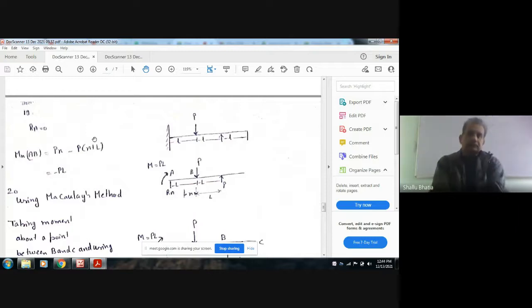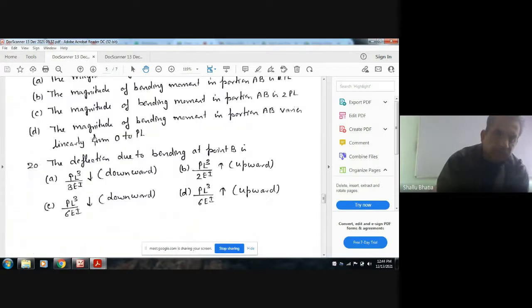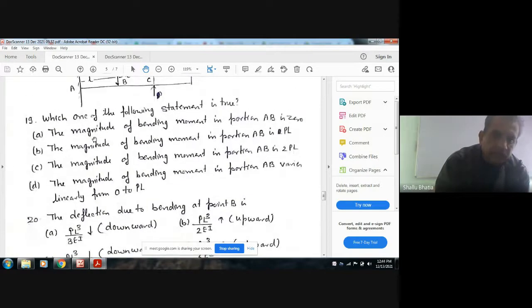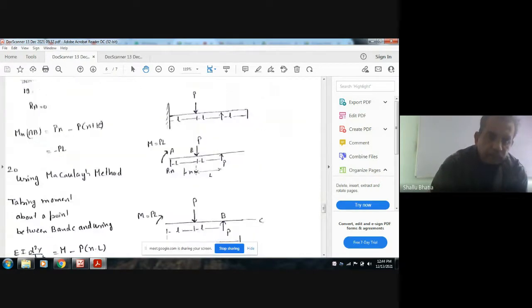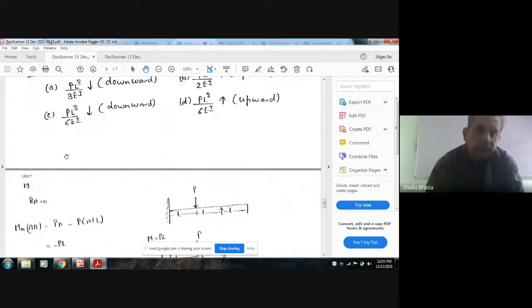Now to find the moment between A and B, take this as x. Taking moment from the right hand side, this will be P into x plus L, that is anticlockwise, negative, and this will be Px, that is positive. So Px minus P(x plus L) will be minus PL. So the answer will be PL.